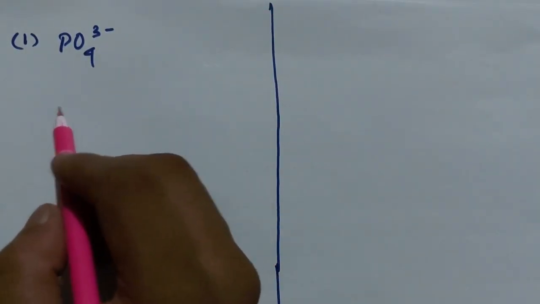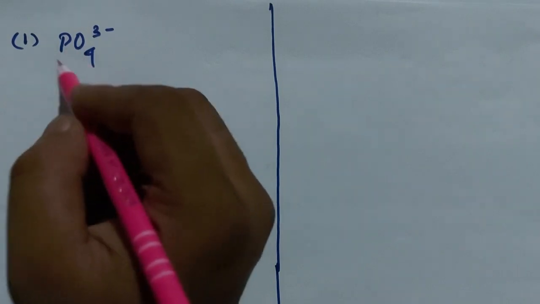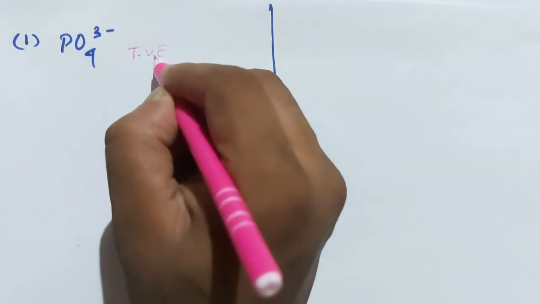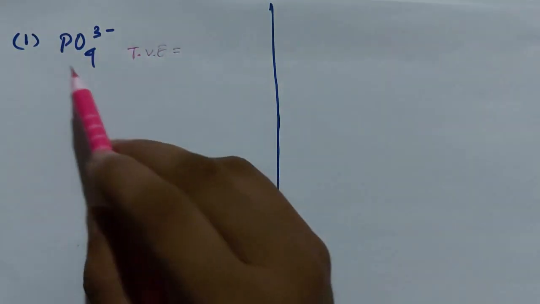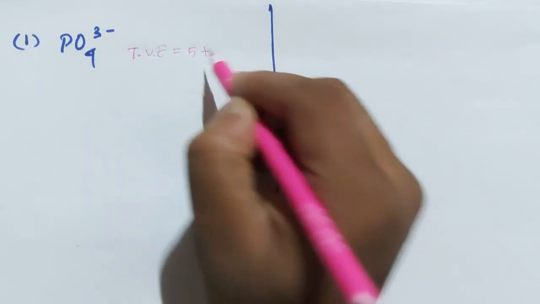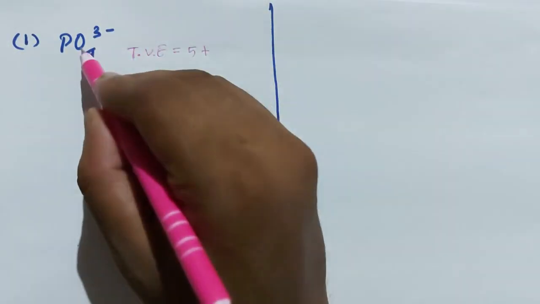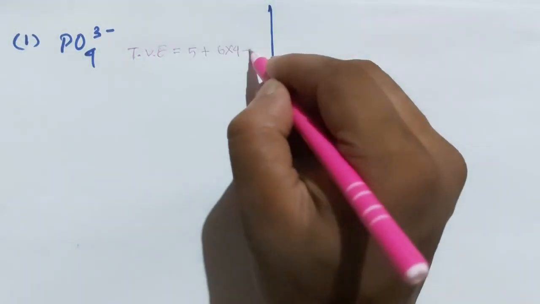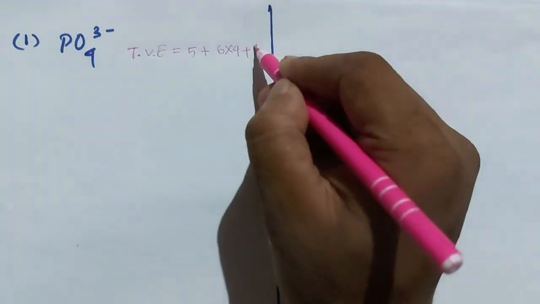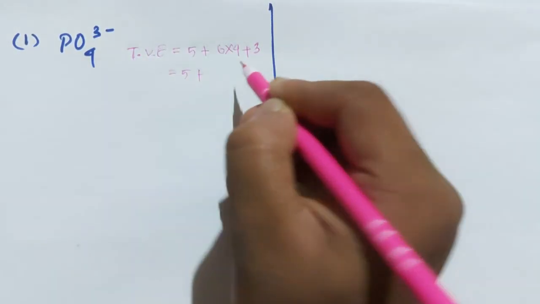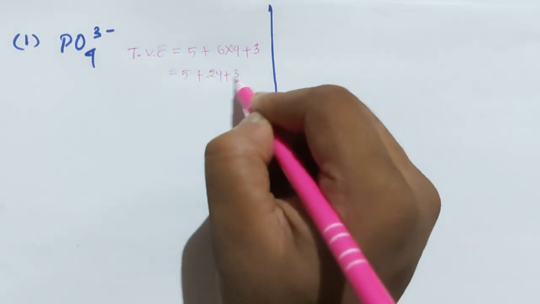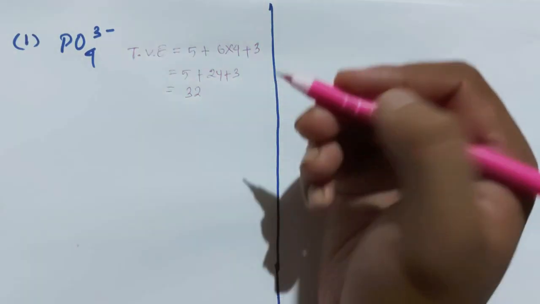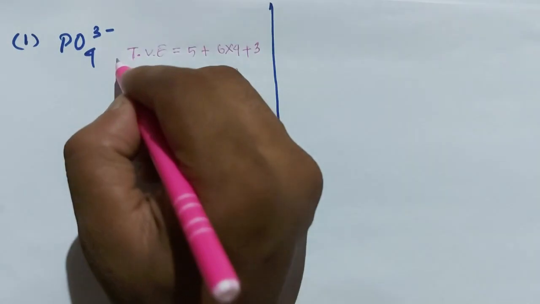So first step is to calculate the total valence electrons. The total valence electrons of PO4 3 minus: TV is equal to P has 5 electrons, plus oxygen has 6 valence electrons times 4 atoms, plus 3 extra electrons. So 5 plus 24 plus 3 is equal to 32. This is the first step.